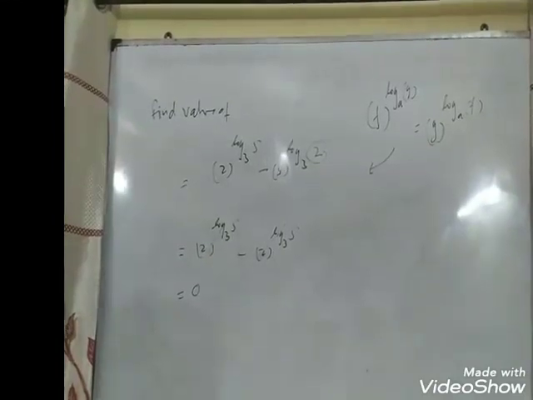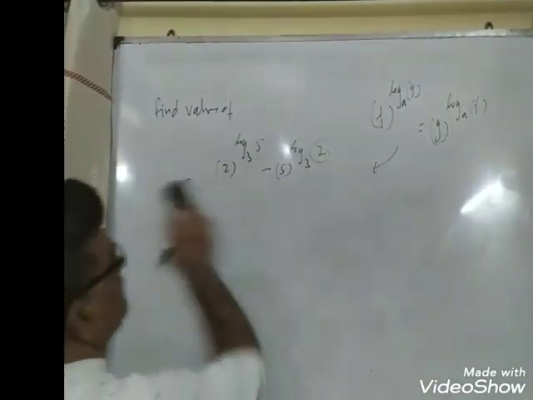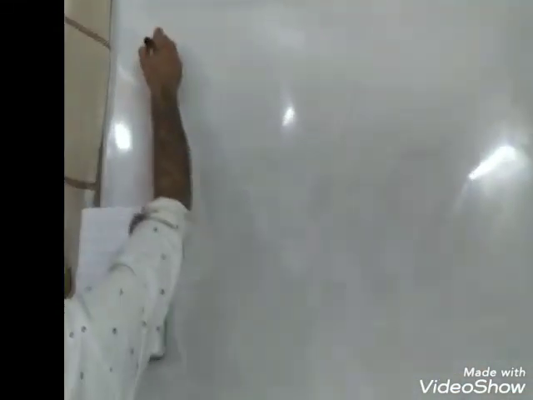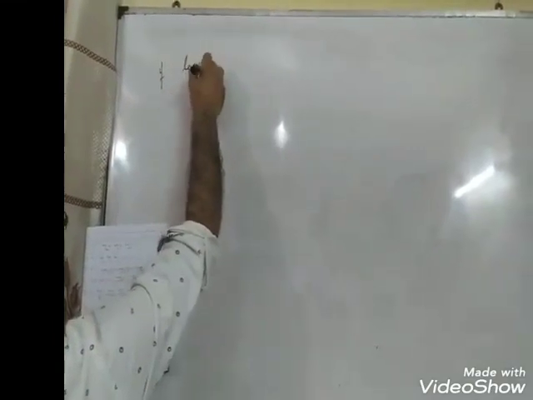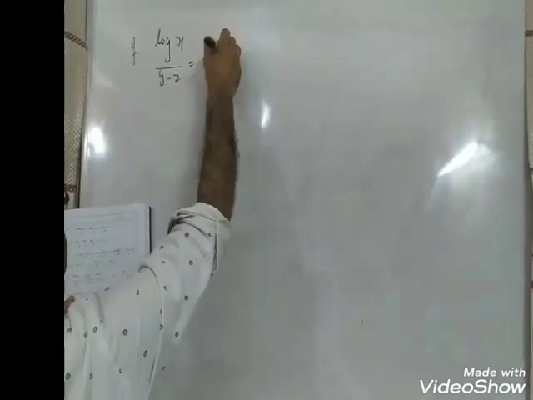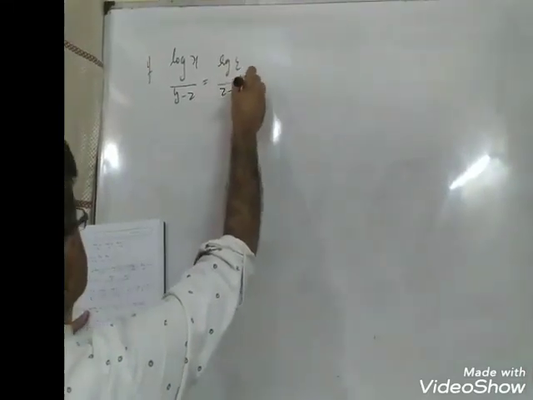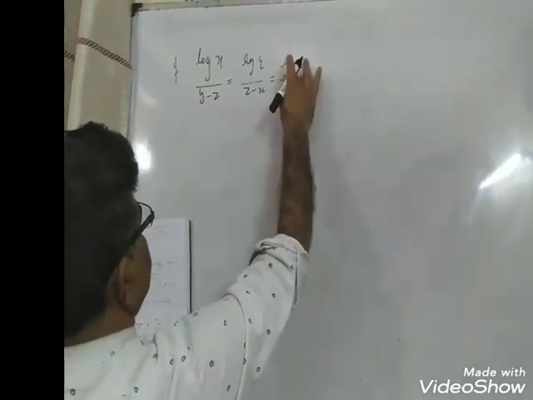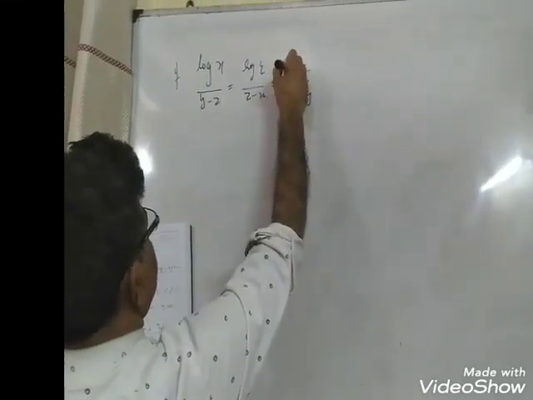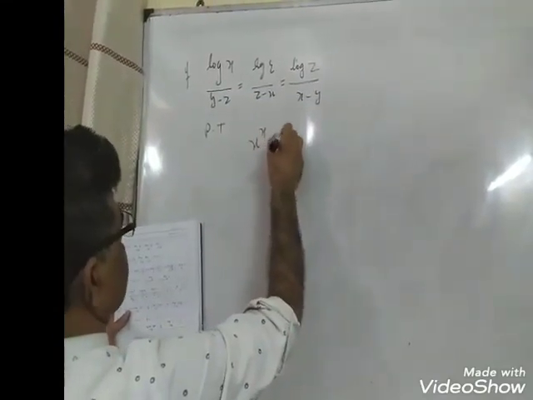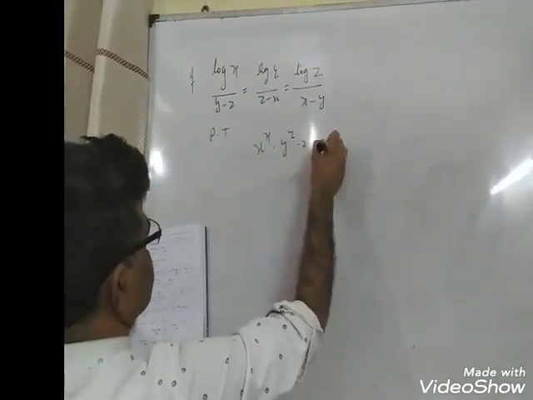So we are moving to the next question. If log x upon y minus z equals log y upon z minus x, equals log z upon x minus y, then prove that x to the power x into y to the power y into z to the power z equals 1.